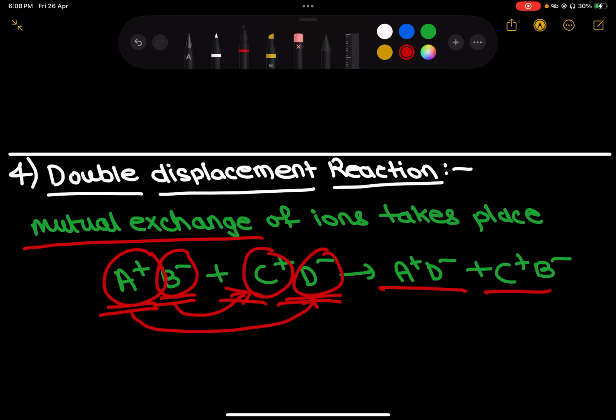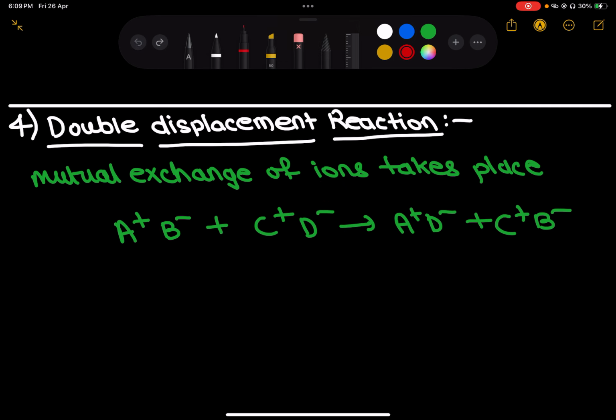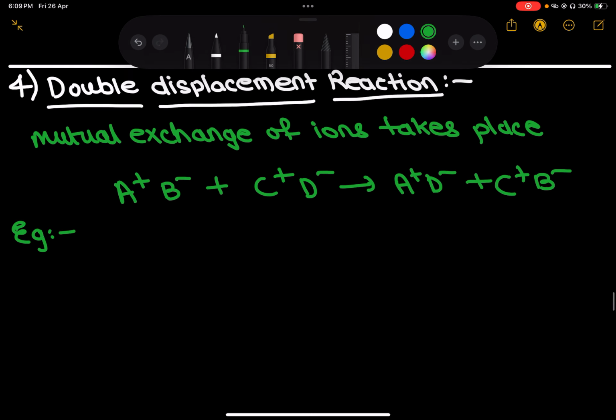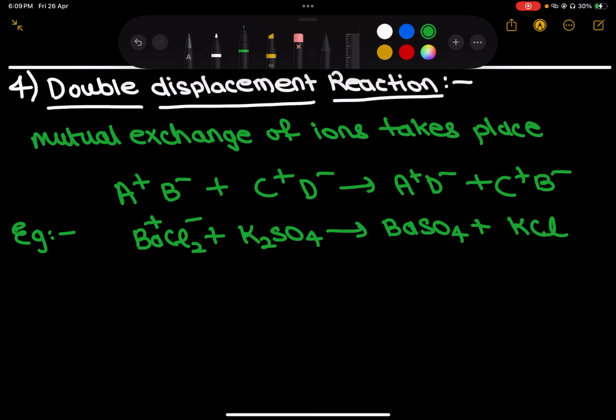Now let's see some examples here. BaCl2 plus K2SO4 gives BaSO4 plus KCl. See here, Ba plus Cl minus, K plus SO4 minus, Ba plus SO4 minus, K plus Cl minus. So this went with this, this went with this. Simple, not very difficult.